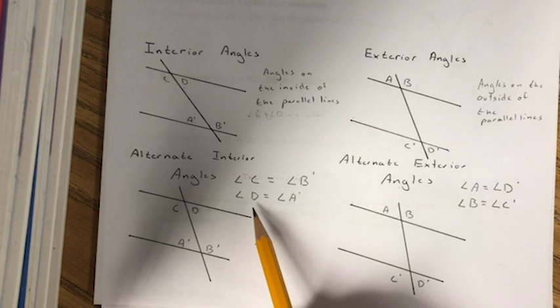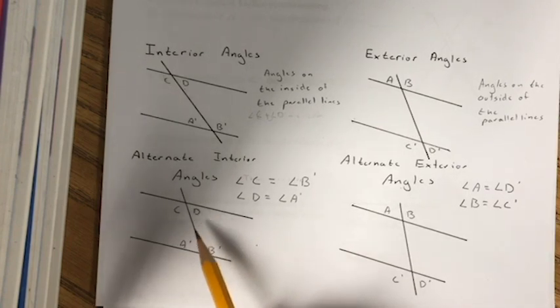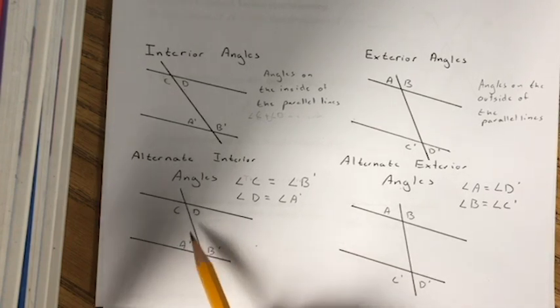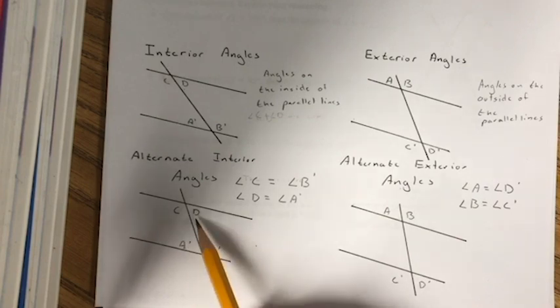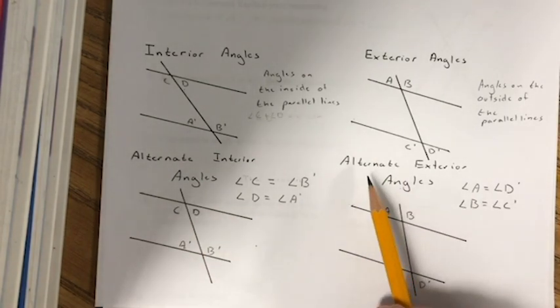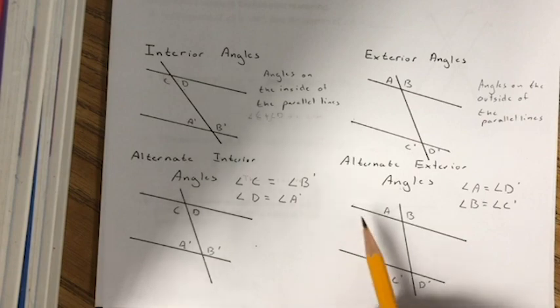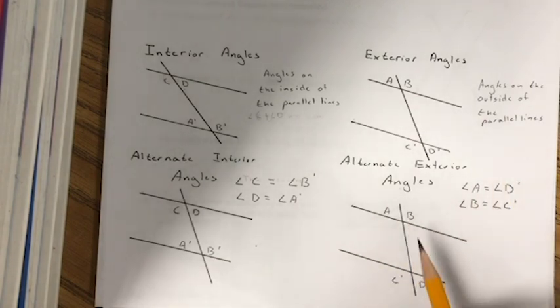And then it goes farther and says that angle D is the same thing as angle A prime, meaning that these two share the same measurement. Then it gives a last thing, alternate exterior angles. And it's the same concept, but this time A is equal to D prime and B is equal to C prime.